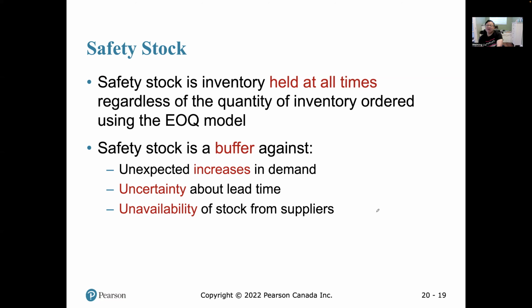Safety stock is a buffer against the unexpected increase in demand. So demand can go up unexpectedly. Uncertainty about the lead time. If it takes longer, like when COVID happened, you just cannot get the stuff, so the supply chain suffers. You cannot get the stuff you want within the regular lead time. It used to take 2 weeks, now it takes 2 months, right?